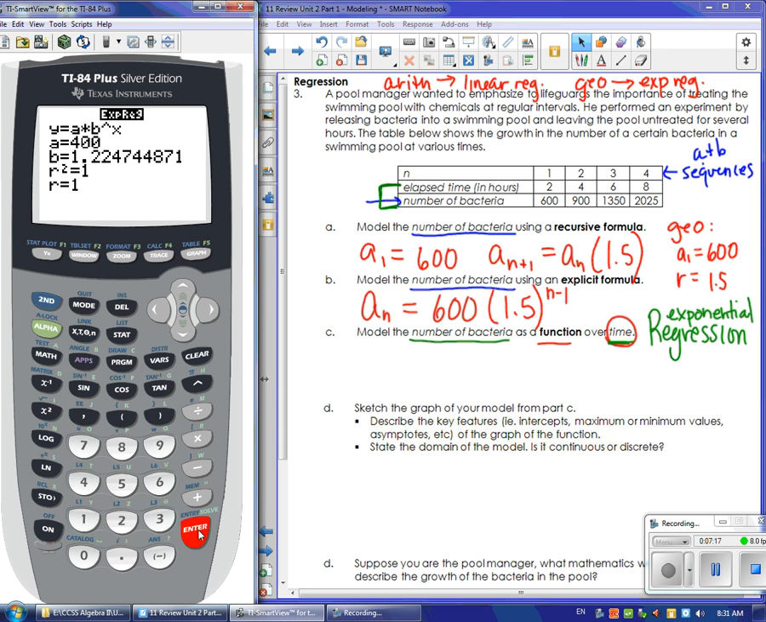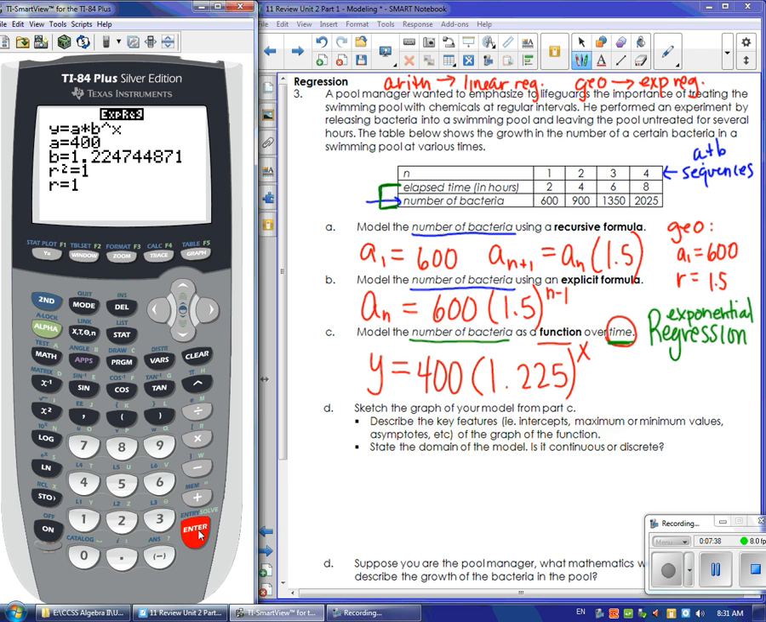Okay, and so now I'm given the equation. And now instead of writing it a sub n, I'm going to use my y, because now it's going to be in terms of x and y. And so I'm going to go ahead and type in 400, and then my b value is 1.22. I'm going to round that to a 5, and that's going to be to the x power.